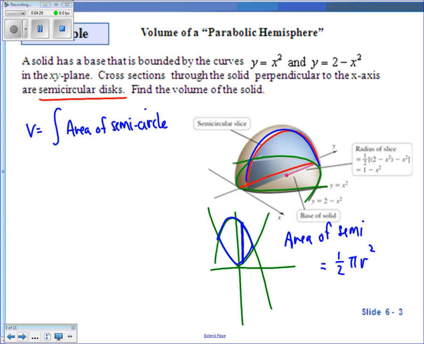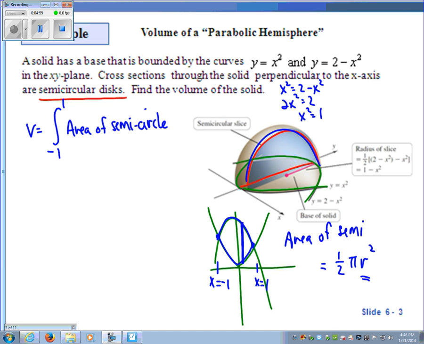Okay, and then I'm going to need to know what x values it's between. Well, the x values that region is between are where those two curves intersect. So if I have x squared equal to 2 minus x squared, I get 2x squared equal to 2, so x squared is 1. So that's x equal 1 and negative 1. Okay, so we go from negative 1 to 1. Now the area of the semicircle. All I need to figure out is what the radius is.